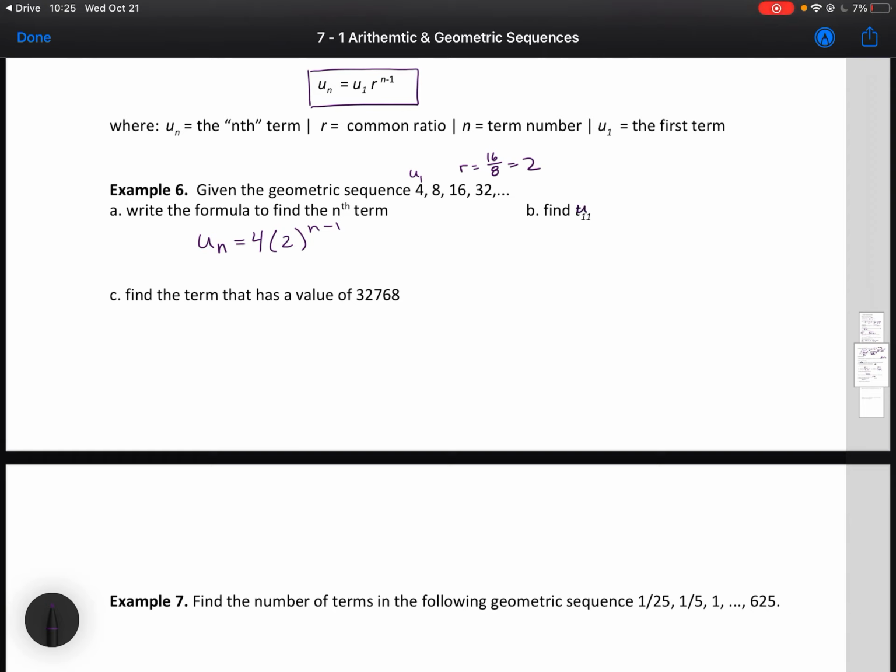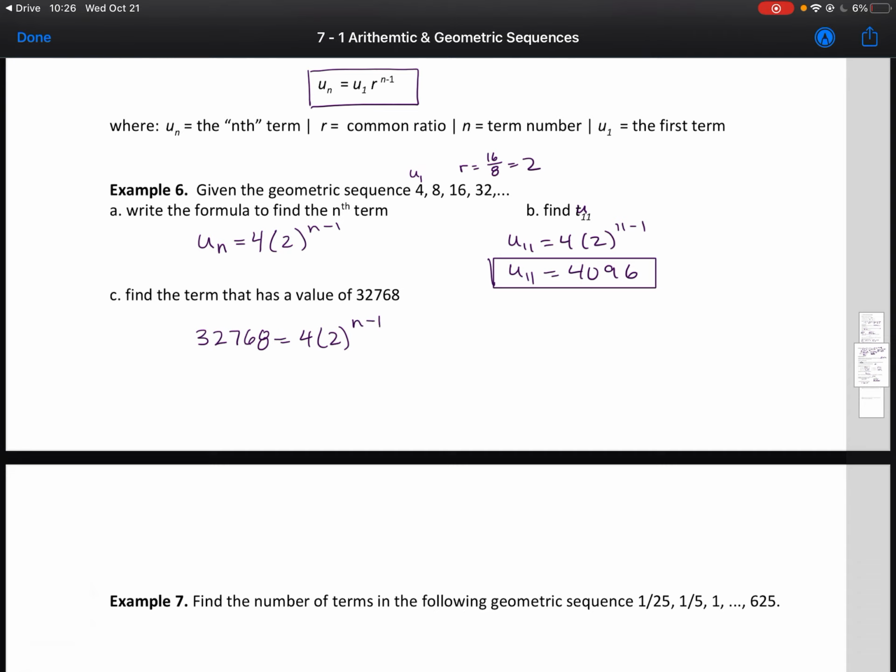So now the first thing that we're going to do is solve for U11, which I can do by substituting in 11 for n, evaluating on my calculator, which is going to give me 4,096. The next thing that I'm going to do is find the term that has a value of 32,768. So instead of solving for U, in this case, the term, I am just looking for my n value, so I'm going to substitute in on the left side. Okay. Again, here, I'm going to take the log of both sides. That's going to allow me to solve for n minus 1.